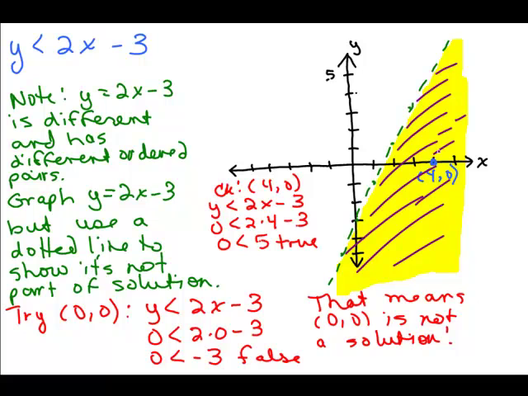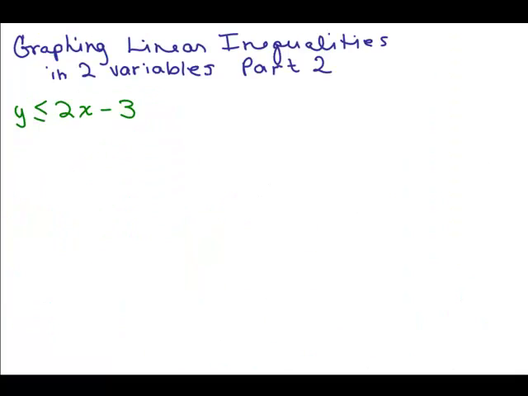All right, so you're showing that this side of that line contains all the solutions to y is less than 2x minus 3. So now we're going to go on and do y is less than or equal to 2x minus 3. This is really saying two things. This means y is less than 2x minus 3, or y could actually equal 2x minus 3. So if we put those two together, we'll have our answer.